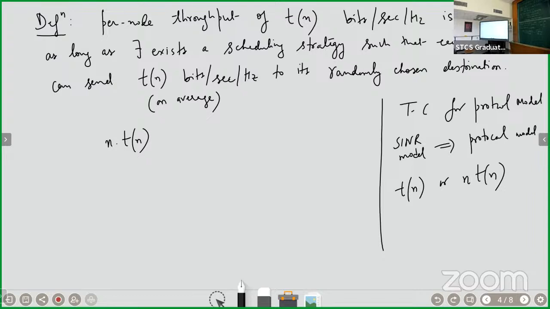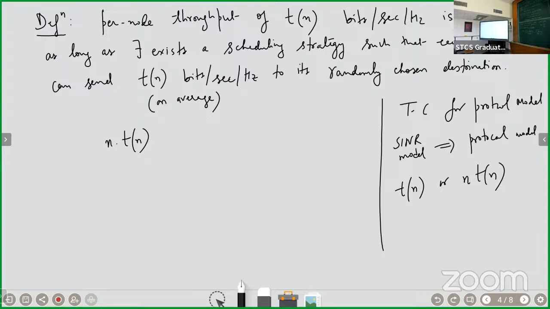That n times T of n times the average distance should be equal to the transport capacity. So n times T of n is counting the total network throughput multiplied by the number of meters I'm moving. So n times T of n times the average distance between chosen destinations is roughly my transport capacity. I already know what transport capacity is: square root n. My average distance is a constant. So T of n is square root n by n, which is 1 by square root n.